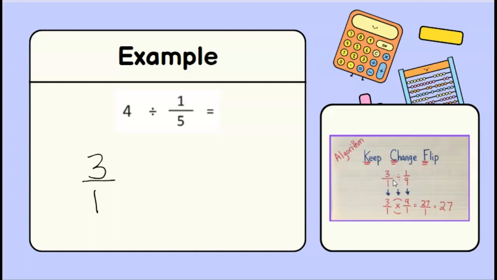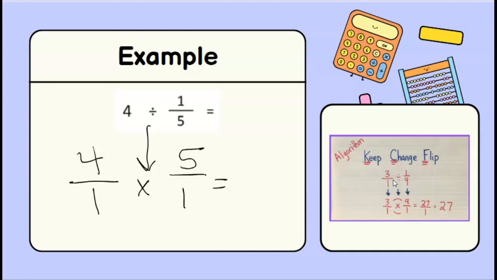Oops, not 3. It should be 4, because that's what my whole number says. So I'm going to do 4 over 1. I'm going to change my division sign into a multiplication sign because I'm going to do the inverse operation, because I'm going to flip my unit fraction.